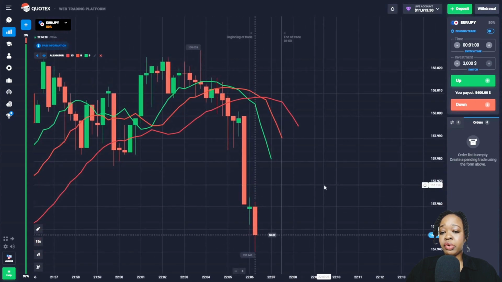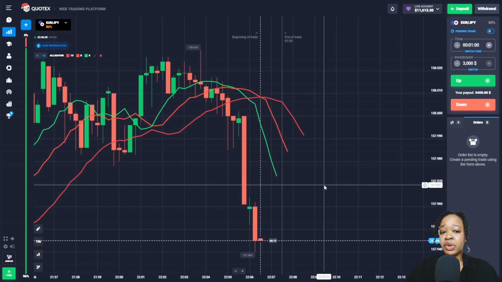You can see that now my profit is $11,613, and I would like to stop here today. So that was quite awesome. I made very good profit today, and I was able to hit my goal for today. It was quite easy and it was quite useful, this indicator. It gave me very good entry points, as you saw, and you can be able to use it as well in your own practice.